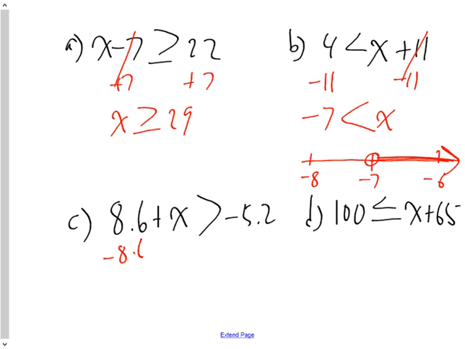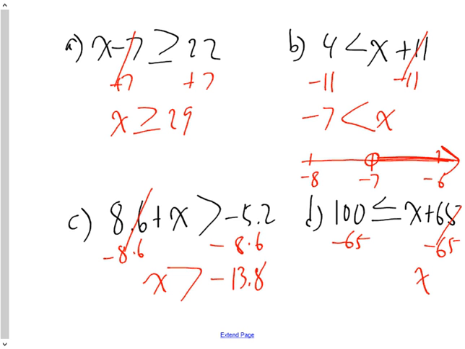In your next question, get rid of your constant by subtracting 8.6 from both sides, and any value greater than negative 13.8 will be the solution. And your last question, Ryan, if you subtract 65 from both sides, any value greater than or equal to 35 will make the solution true.